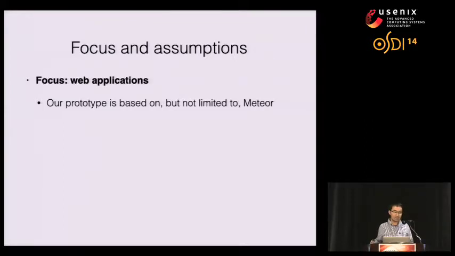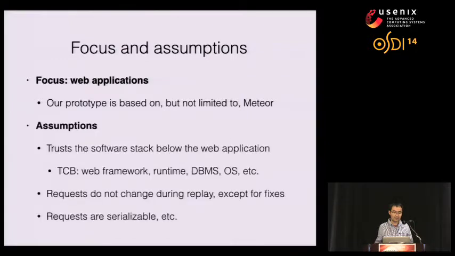Rail focuses on web applications only, and our prototype is based on a Media Web Framework, but our approach is not limited to Media itself. And Rail does make a few assumptions. For example, it trusts the software stack below the web application, which includes the web framework, the runtime system, the DBMS, and operating system, etc. Rail also assumes that the requests from the clients do not change during replay, and also the requests are serializable.